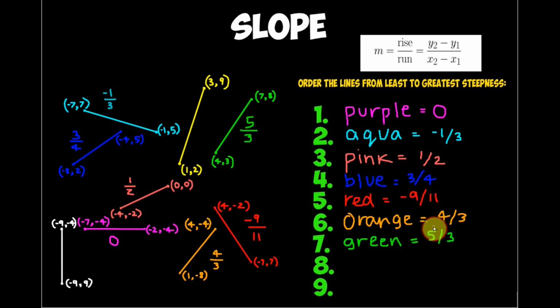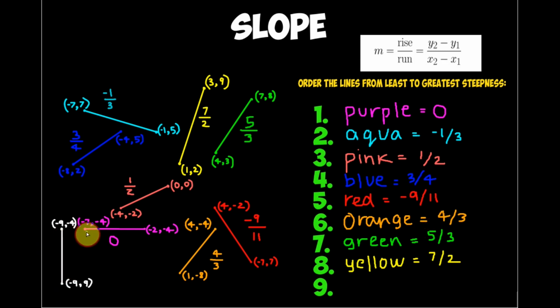And next we have yellow, this one right here. We'll do 9 minus 2 divided by 3 minus 1. That gets us 7 divided by 2. Our slope is 7 over 2. Let's put that there. And then our final one, which is pretty obvious right here.